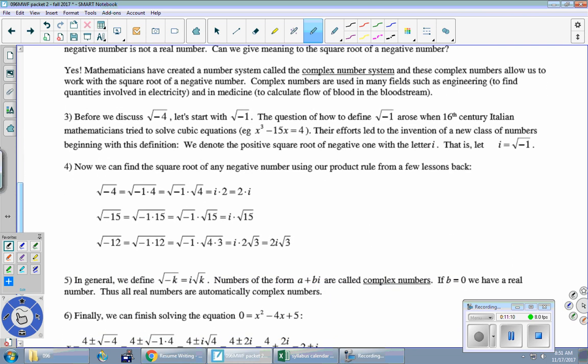So we're going to start not with the square root of negative 4, but instead with the square root of negative 1. We'll come back to that negative 4. The question of how to define that square root of negative 1 arose when 16th century Italian mathematicians tried to solve cubic equations, things where the highest power was a 3. And it turned out in solving those cubic equations, finding the value of x that makes this true, they came upon these really fancy, funny square roots of negatives. And so what they were studying led to this definition. We denote the positive square root of negative 1 with the letter I. That is, we let I equal the square root of negative 1. Any place we see the square root of negative 1, we immediately replace it with the letter I.